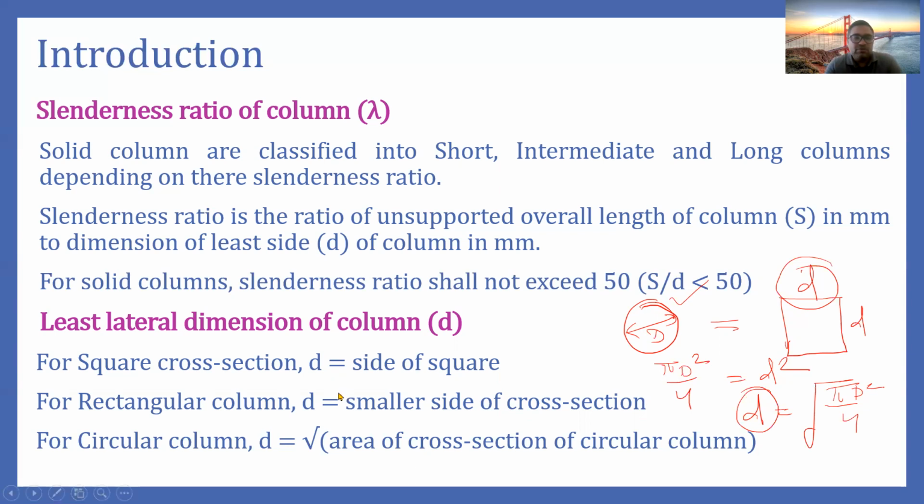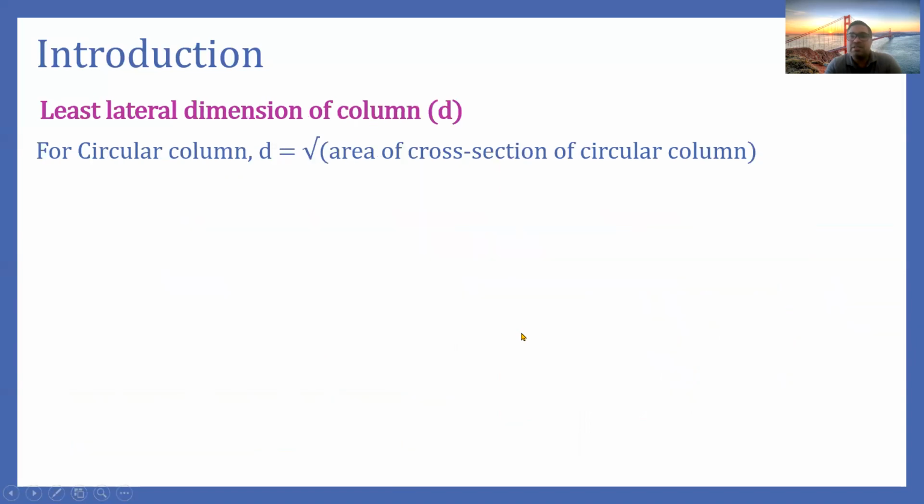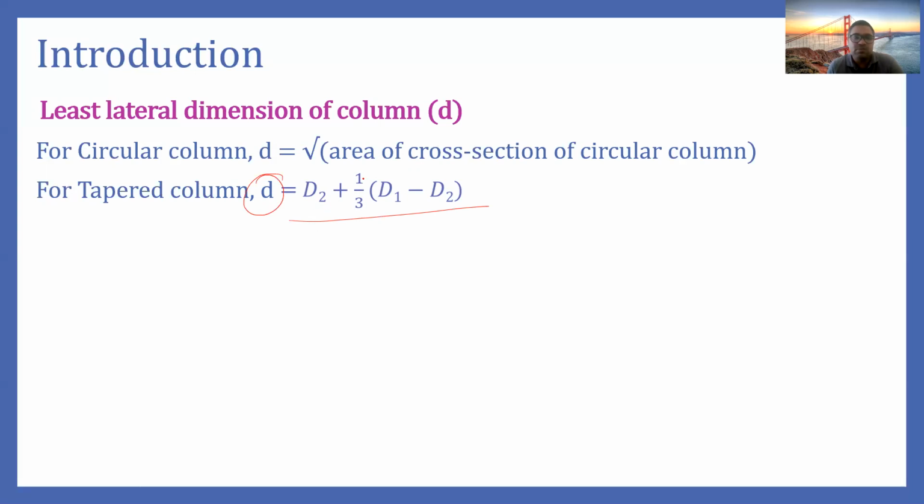So that is how we calculate least lateral dimension in this case. Now, if we have the tapered column, how do we find out least lateral dimension? So IS code also has provided a relation to calculate the least lateral dimension. For a tapered column, the least lateral dimension will be given by this relation, which is D2 plus 1 by 3 into, in the bracket, D1 minus D2.